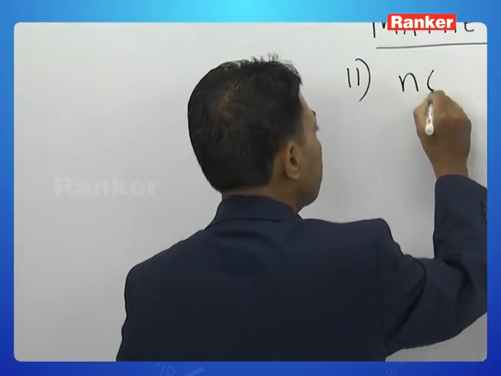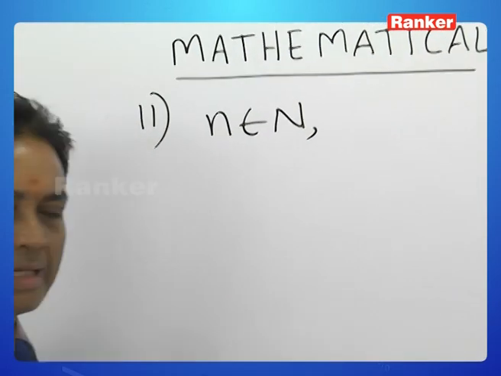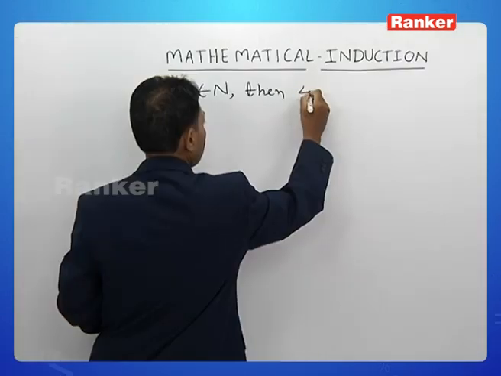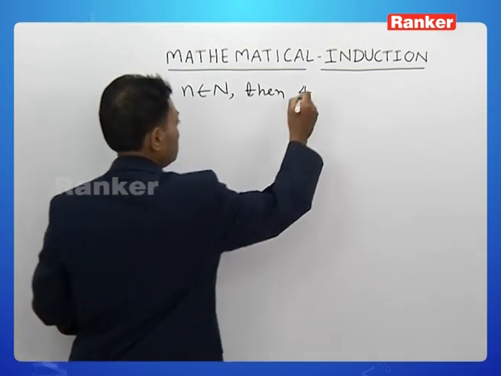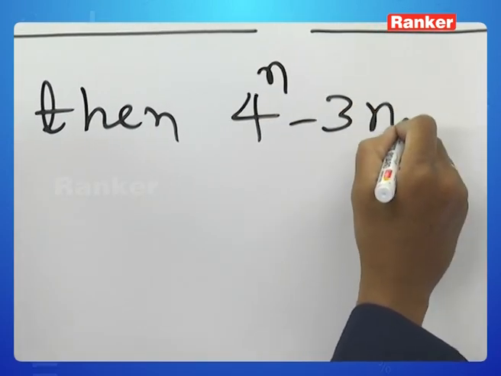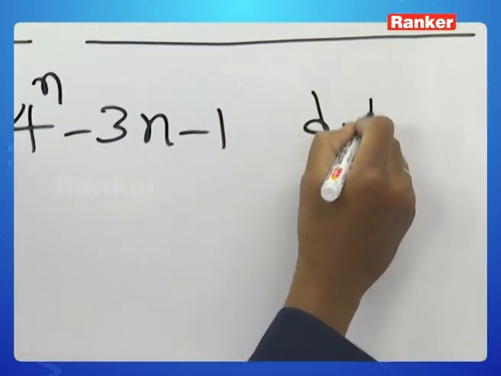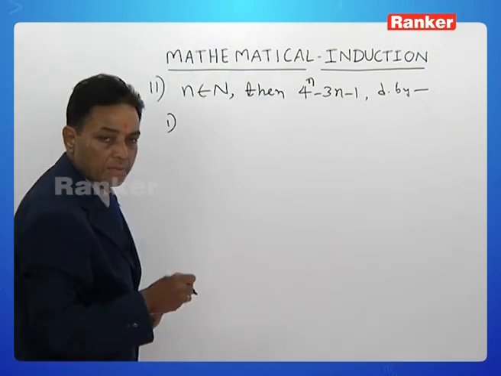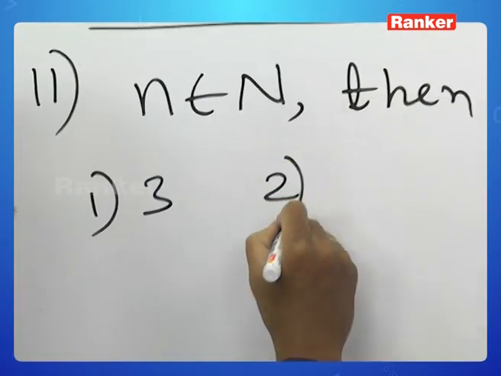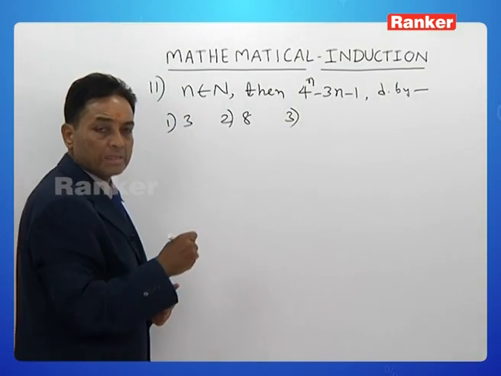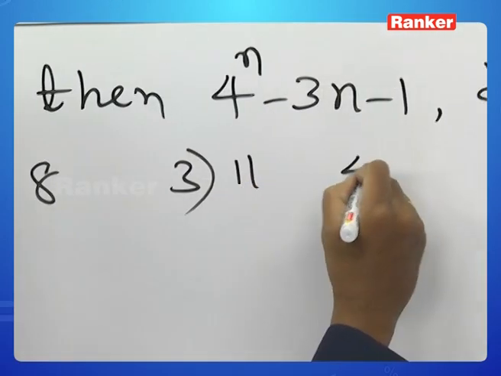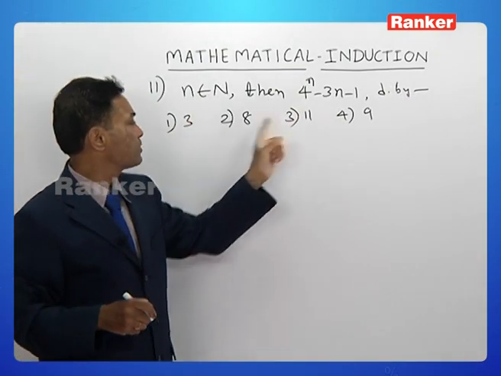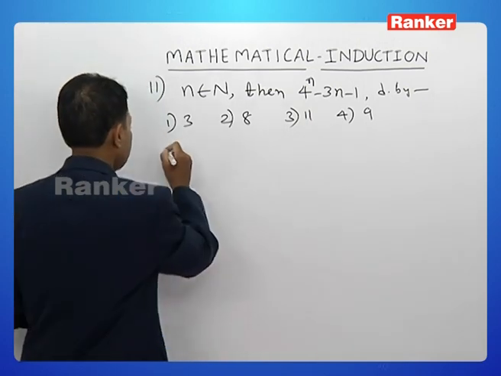So, n belongs to natural numbers. You know very well natural numbers 1, 2, 3, 4 and so on. Then, what is the question given? 4 to the power of n minus 3n minus 1 divisible by what? So, first option given 3, second one given 8, third one is given 11 and finally fourth one given 9. So, we have to identify which number this is divisible by. So, let us see the solution.